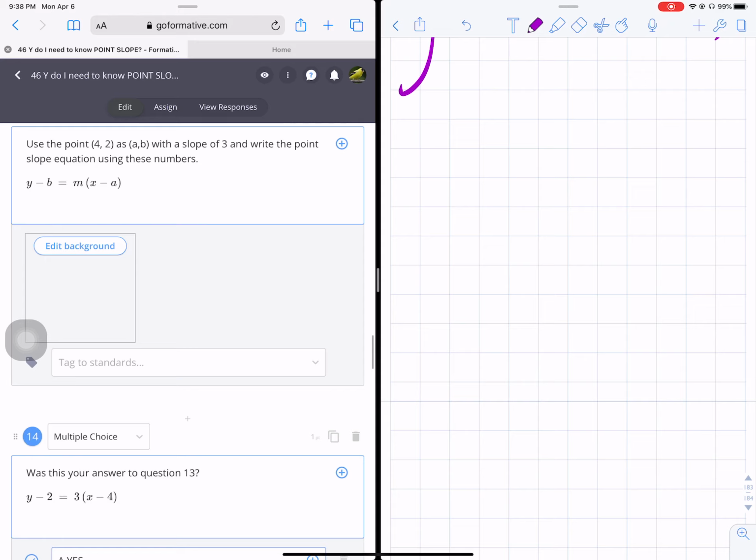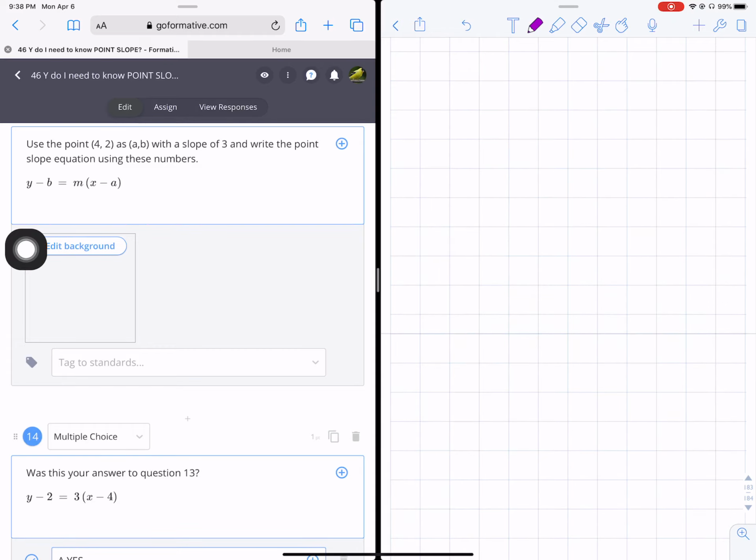Use the point 4, 2 as A, B with the slope 3 and write the point slope formula with those numbers in. So it's asking you to write this formula, but with those numbers in it. 3 as the slope, which is M, 4 as the X right there, and then 2 as your Y. That's what it wants you to do. But it wants you to use A, B instead of the X and Y. So let's leave the X and Y as is and just plug in those numbers.